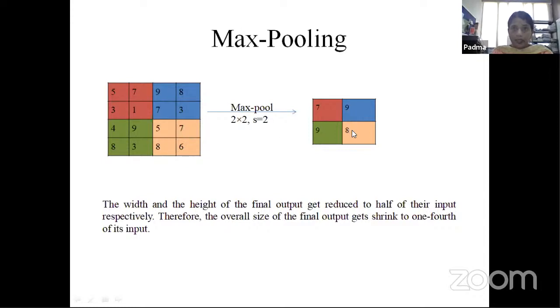You can note one thing here, the width and height of the final output. This is the final output and this is the input for the max pool, right? The width and height of the final output get reduced to half of their input. Here it was 4x4, here it has reduced to 2x2, right? Therefore, the overall size of the final output shrinks to 1/4 of its input. There were a total of 16 pixels, and here it has reduced to 1/4 of this value, right?